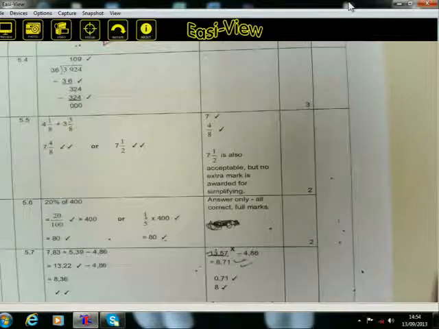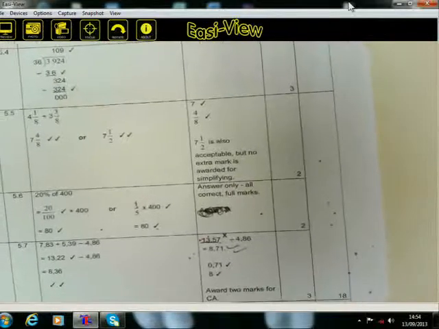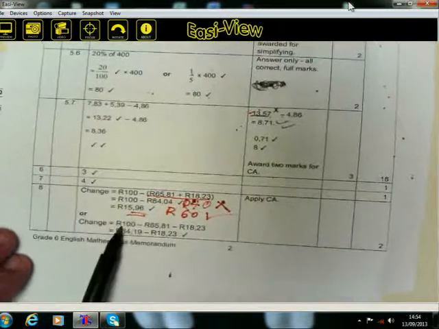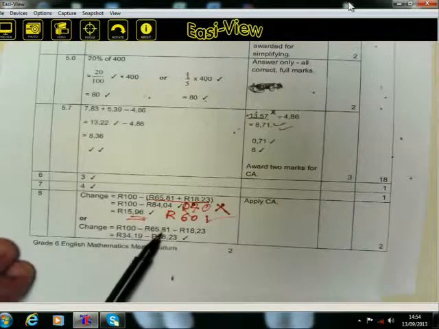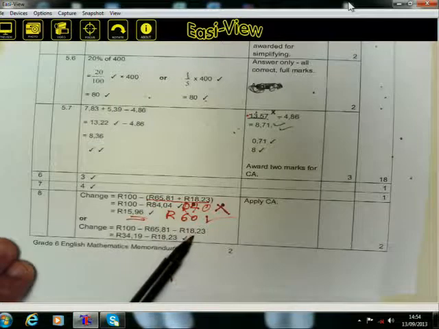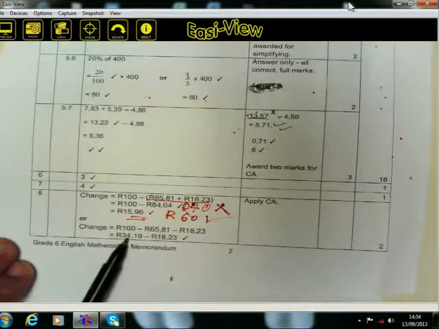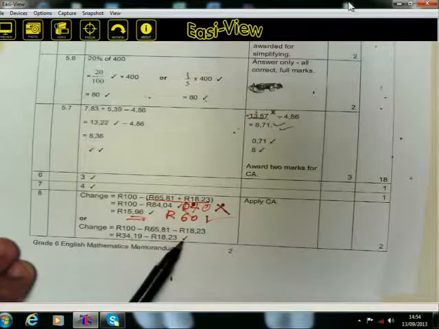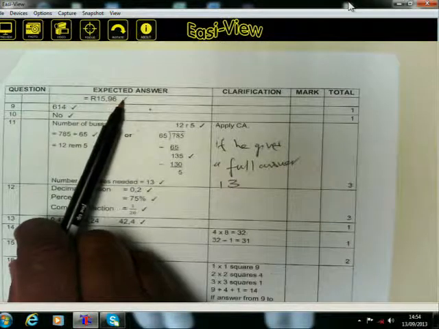Let's go to another way. Okay, before I skip that one, let's go to another way. Another way of doing it, the correct way, is they have indicated here 100 rand minus 65 rand 81 minus 18 rand 23, and then they say 34 rand minus that one. You see, it's 1 mark there and another 1 mark. That is another way of doing it.